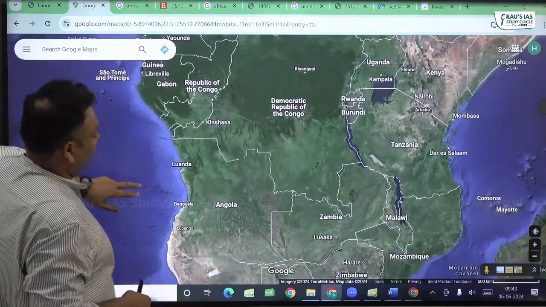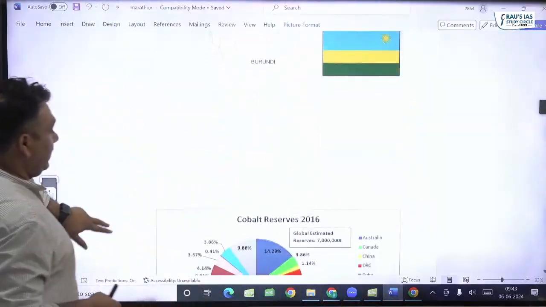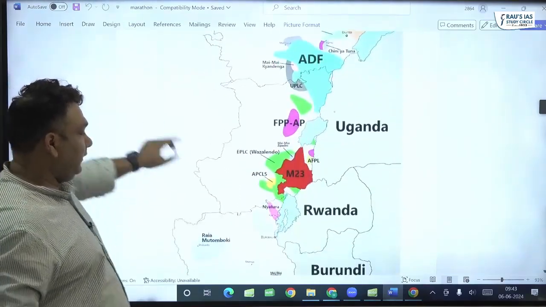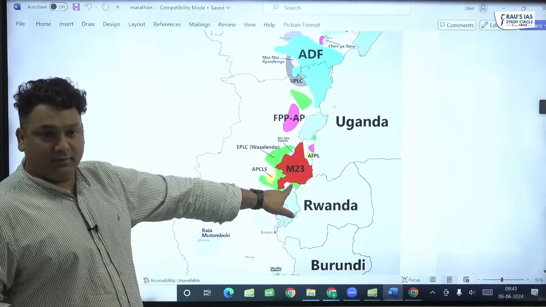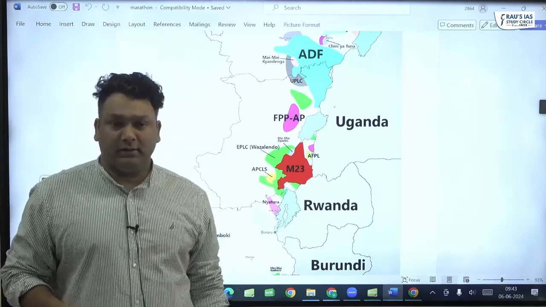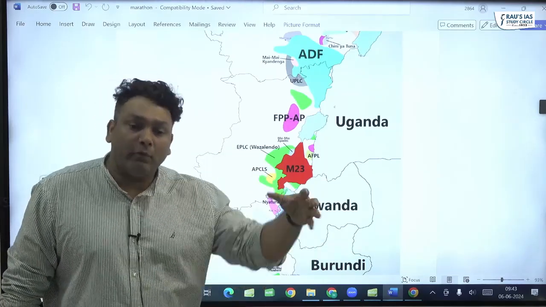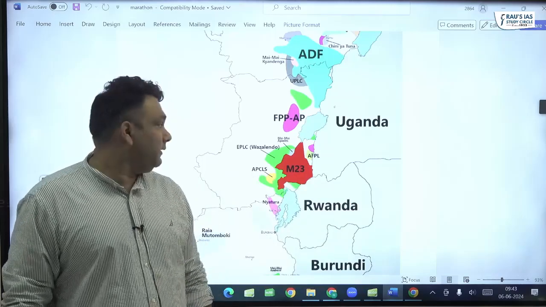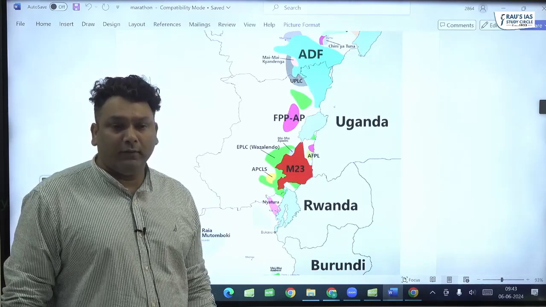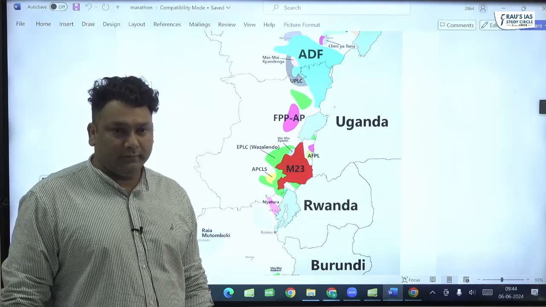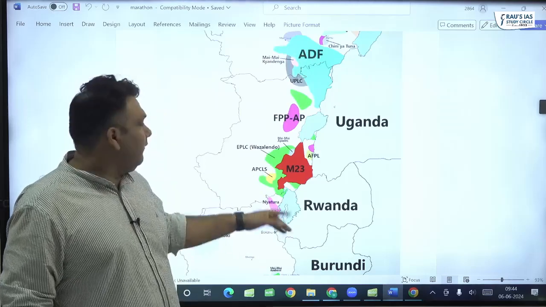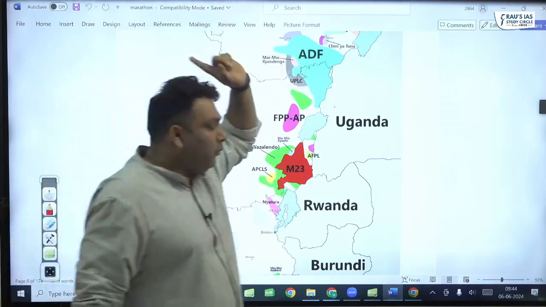Now these Tutsis in DRC formed a rebel group called the M23 rebel group. This is the region which has been dominated. The Tutsi rebels want more autonomy and a share in the power, which the majority is not providing them. So the Tutsi ethnic group has formed a rebel group called M23. Other than this, you also have numerous groups over here. One very important group is M23, and another important group is called ADF.